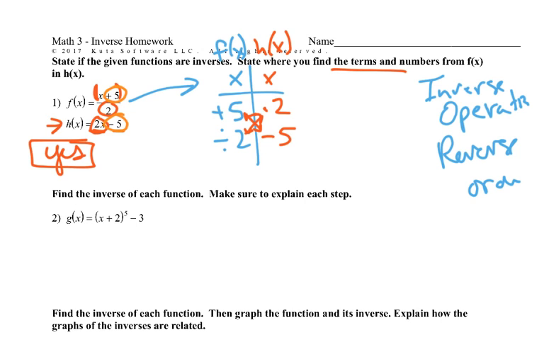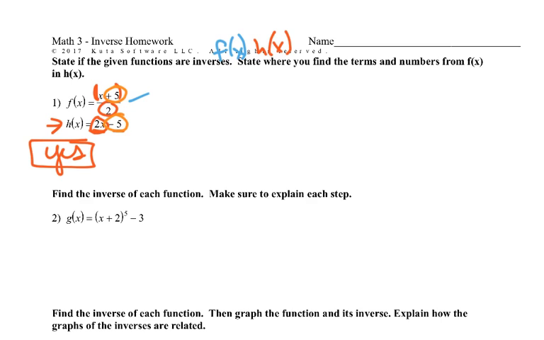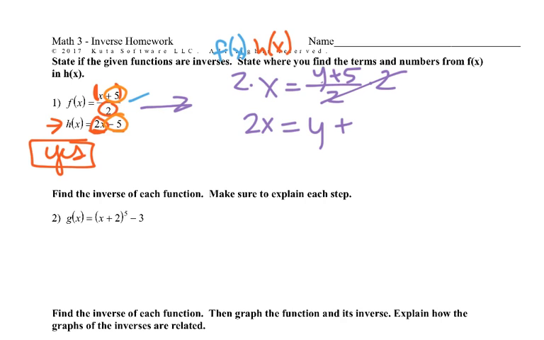Another way you could look at this is just by taking one of them and finding its inverse. So if we just took f of x, first we change that to a y, then we swap the x and the y, right? Then we solve for y, so we times by 2 first to get 2x equals y plus 5, subtract 5, and do we come up with h of x? Yep. So that definitely proves that they are inverses.